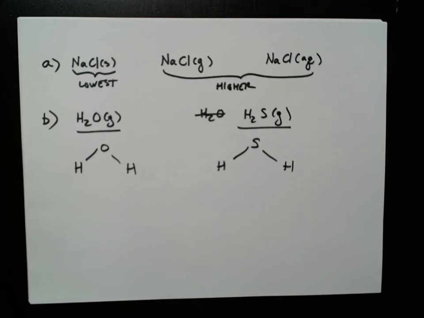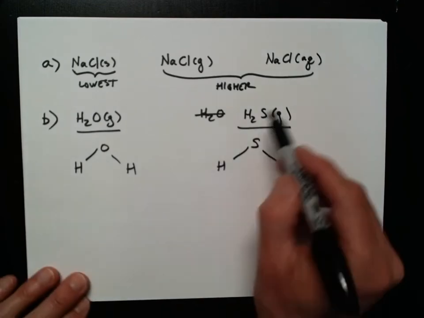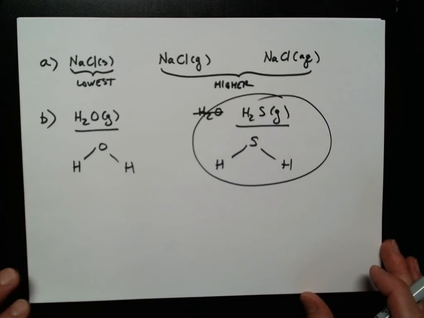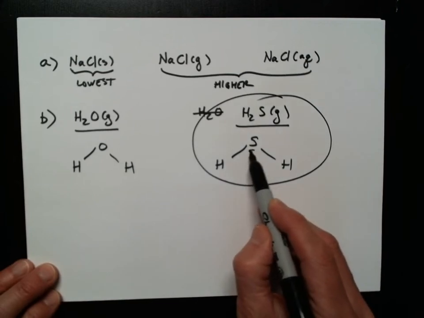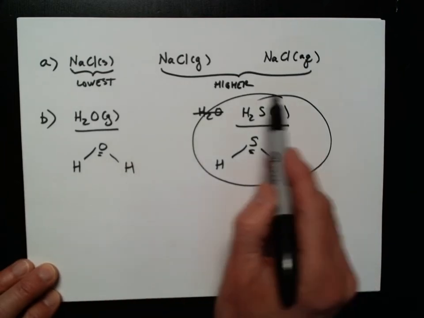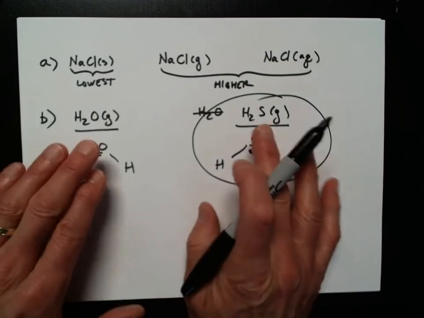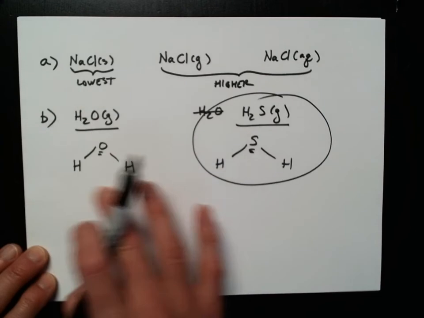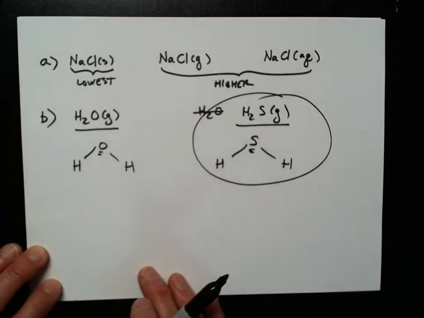That seems kind of tough, doesn't it? Well, it turns out that the larger the molecule that makes up a substance, the higher the entropy it's going to have. So because sulfur is larger than oxygen, H2S gas, given the same amounts at the same temperature, is going to tend to have a higher entropy than H2O gas.